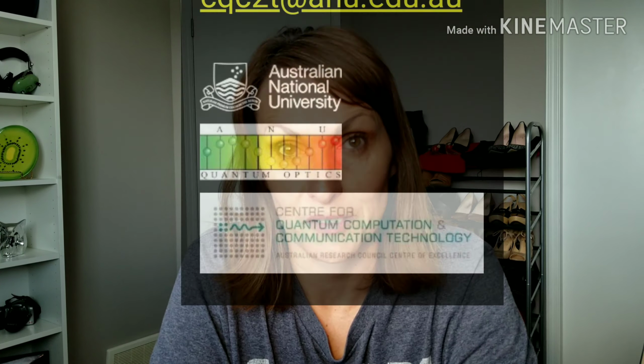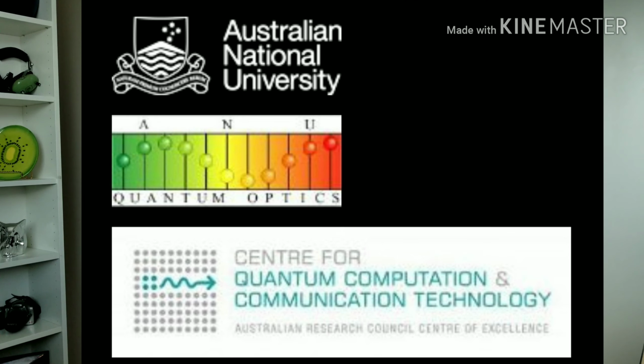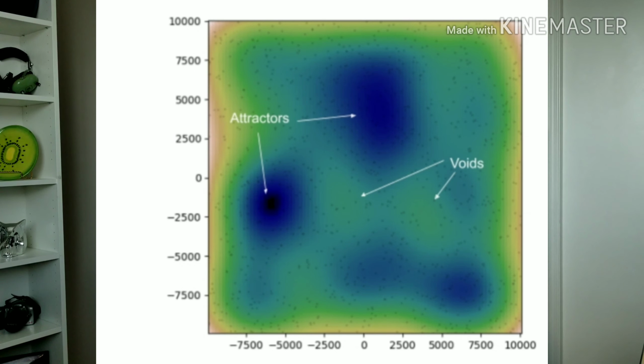The school there hosts a true random number generator at qrng.anu.edu.au. Suggest you check it out. There's a lot of cool information about quantum physics and quantum numbers and exactly how they're generated. What these random fluctuations measure are attractors, voids, or anomalies.